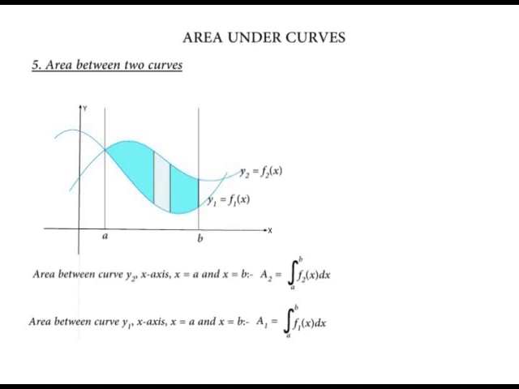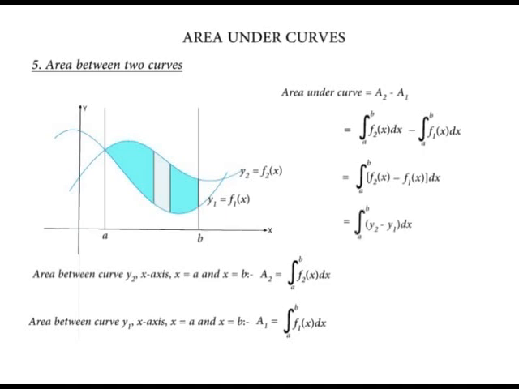Therefore, the area between the two curves from a to b will be given by area 2 minus area 1, which is the integral of y2 with respect to x minus the integral of y1 with respect to x, both from a to b. This can be achieved in one step by having area is equal to the integral of y2 minus y1 with respect to x from x is equal to a to x is equal to b.